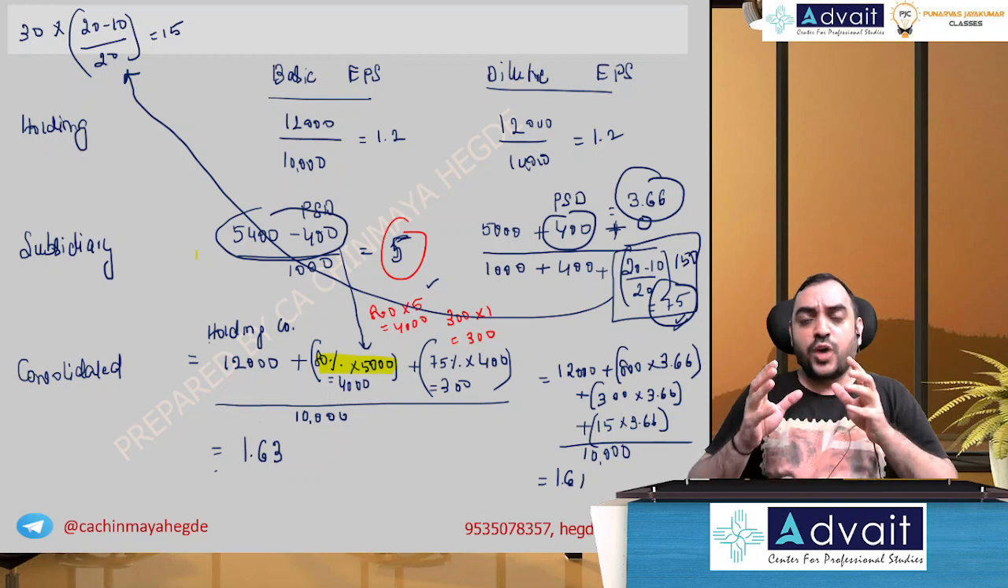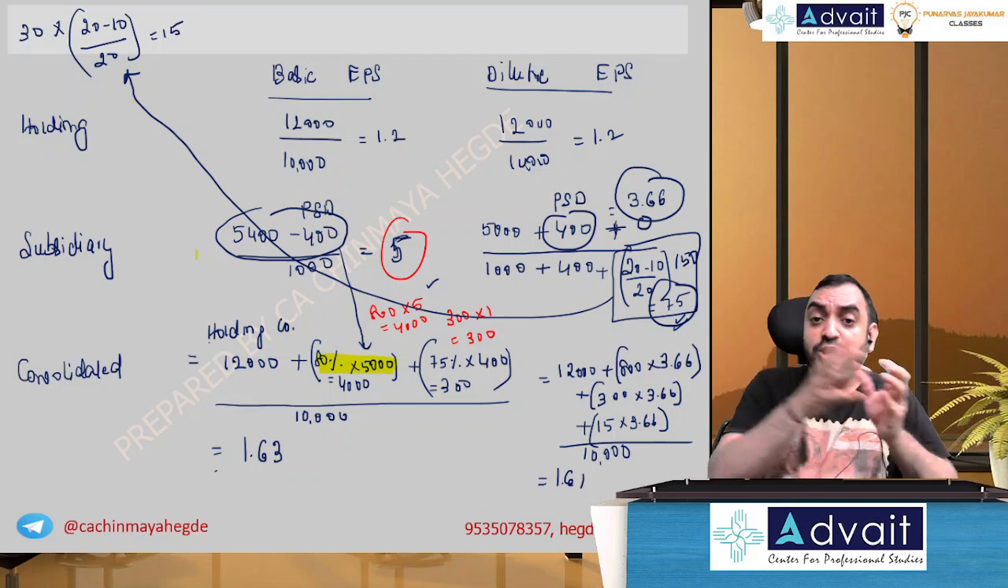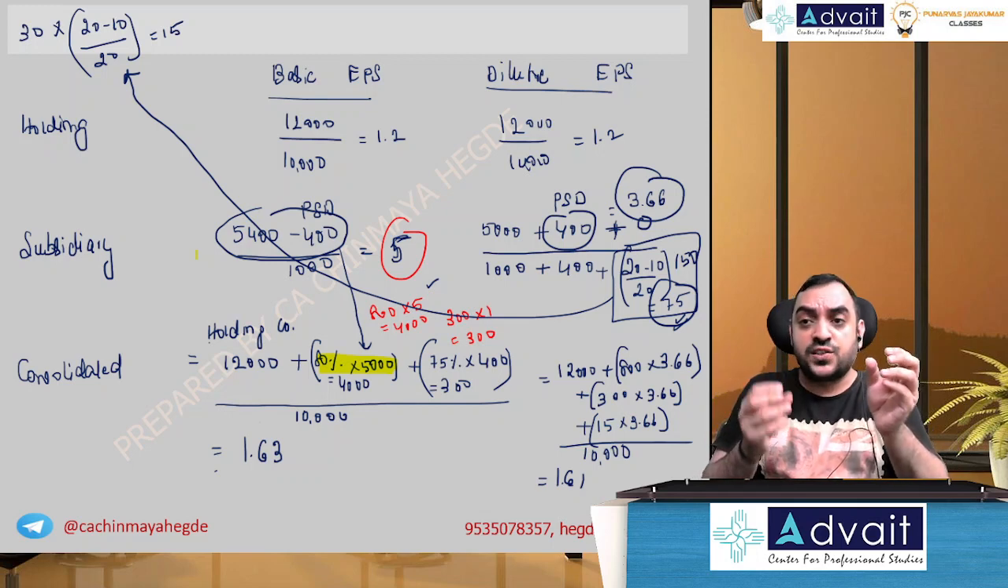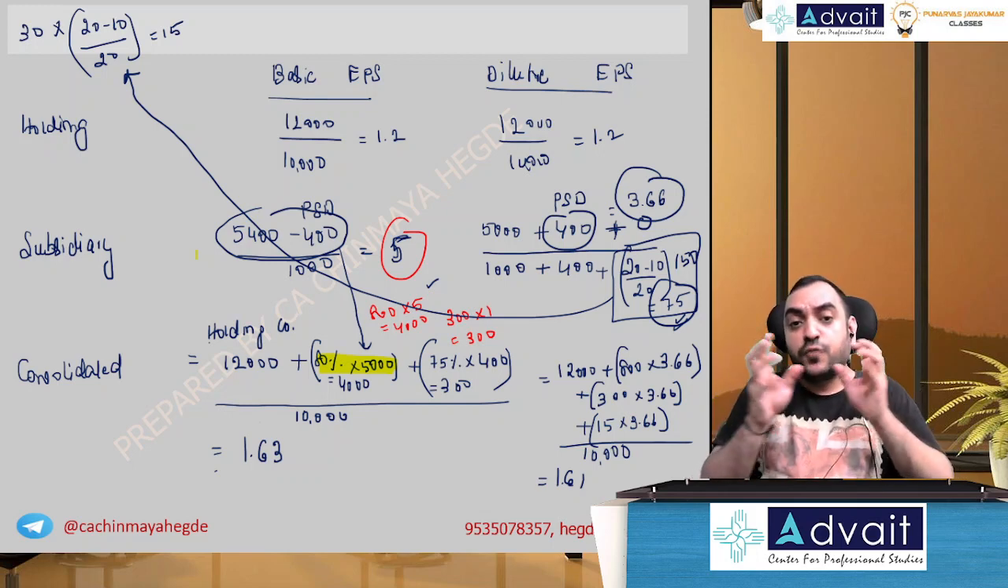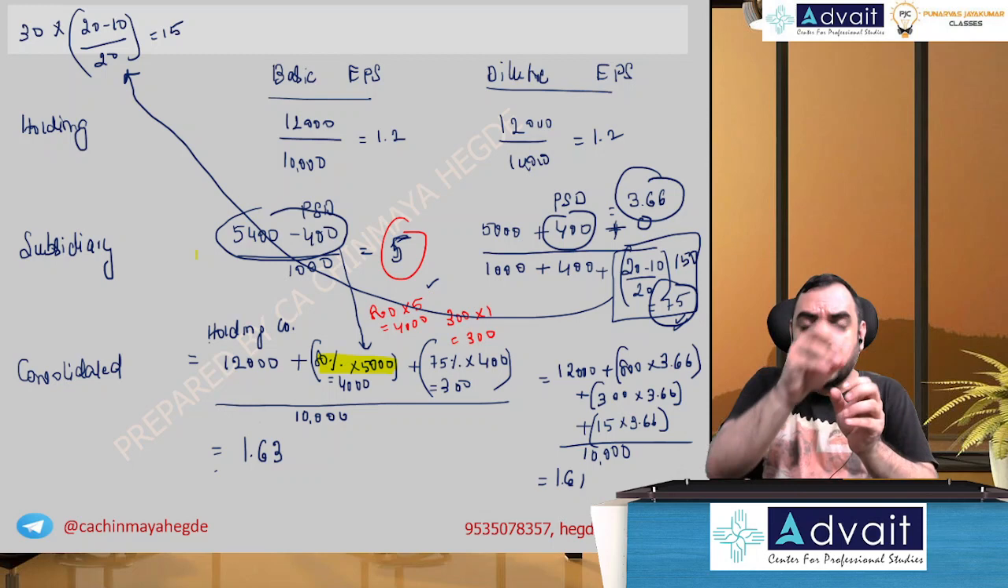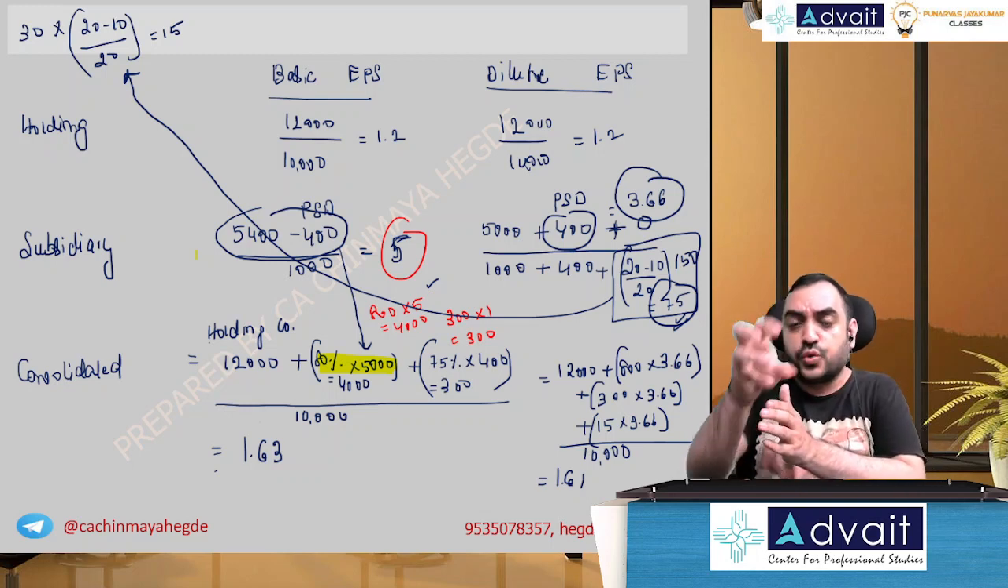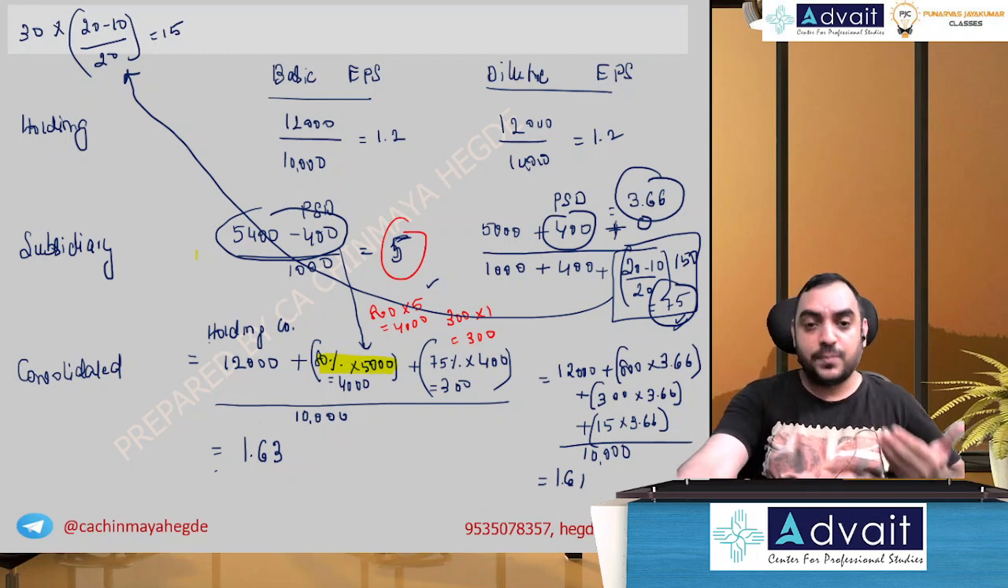The only thing what you have to learn in this problem is from the group point of view, instead of applying a percentage of share capital on profit, it's easy to apply number of equity shares into corresponding EPS. For basic EPS, number of shares into basic EPS. For dilutive EPS, potential shares also into dilutive EPS. Hope it is clear. Go further then.